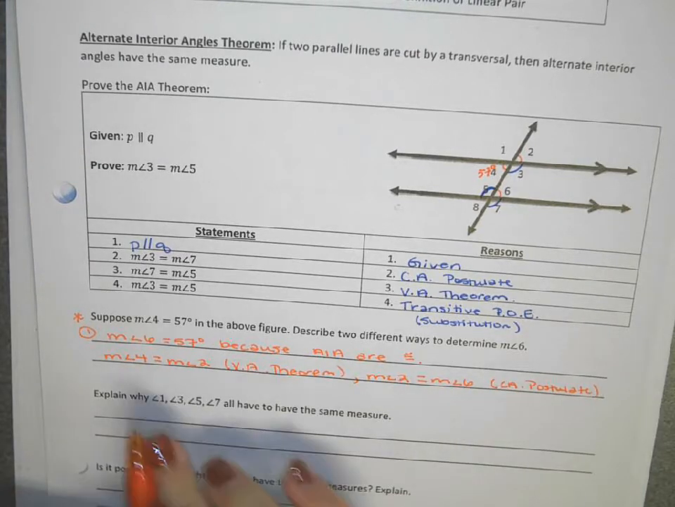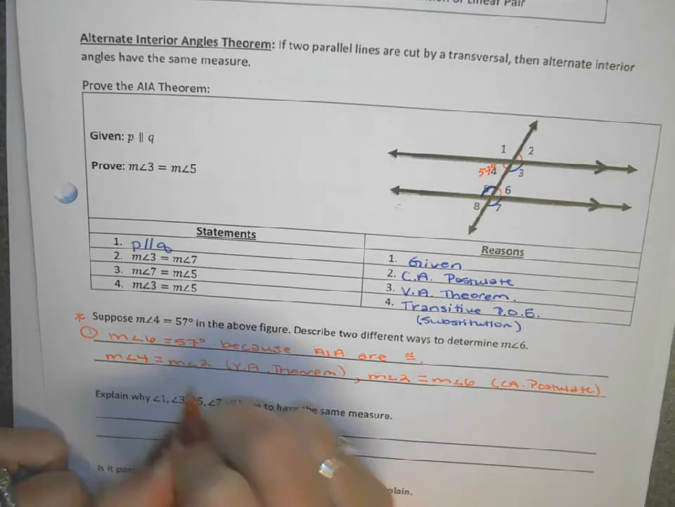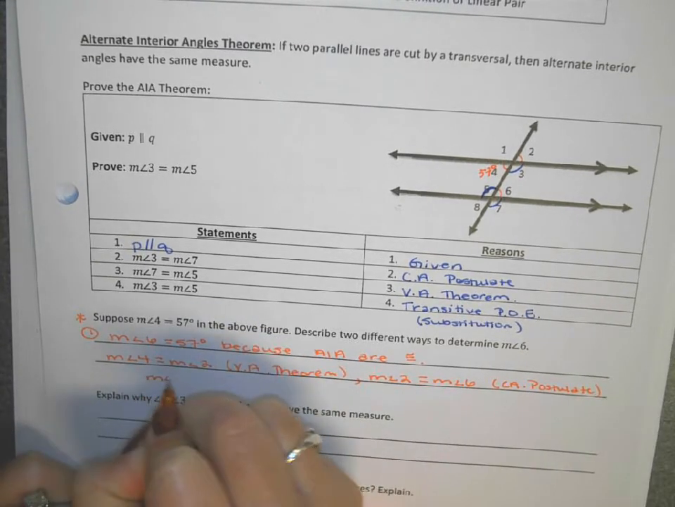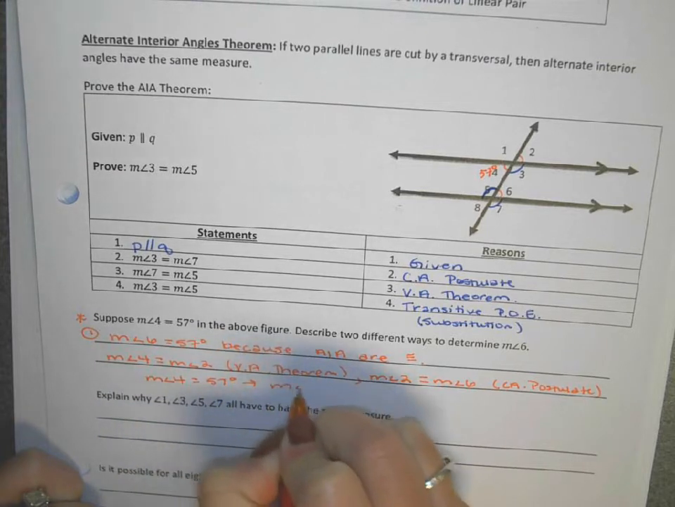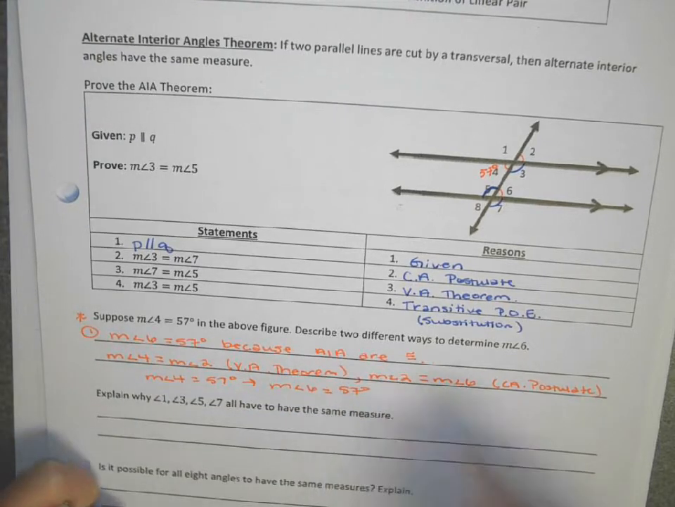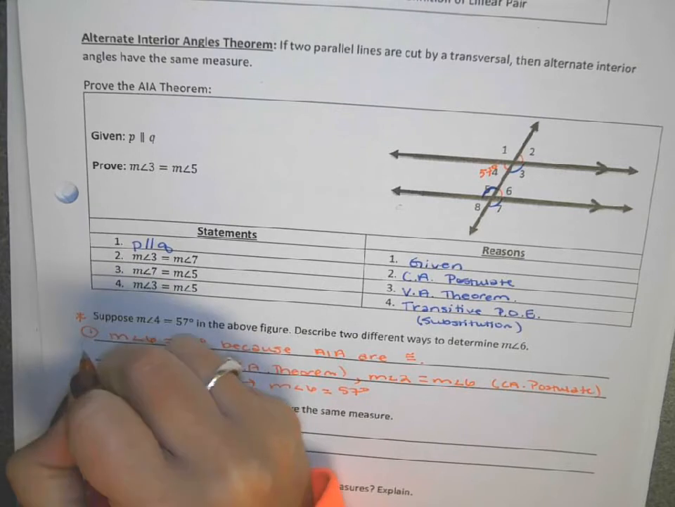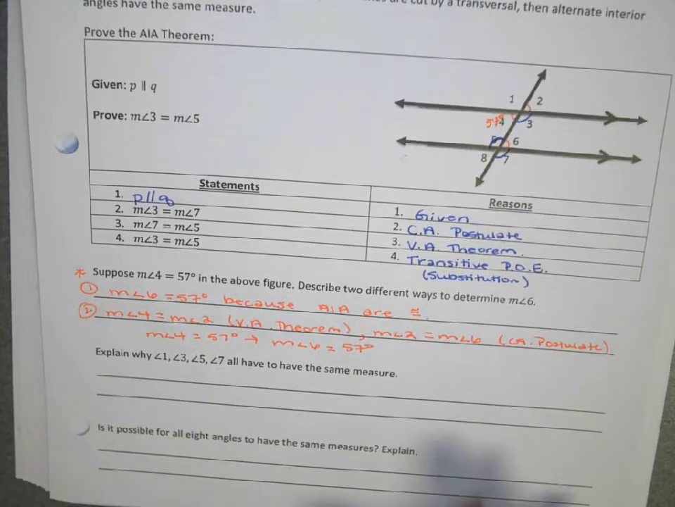And then since 4 and 2 are the same and 2 and 6 are the same, then the measure of angle 4 equals 57 degrees, so the measure of angle 6 has to equal 57 degrees. That's the same as that, that's the same as that, we know. So you can just explain your thinking here. So that would be another option. There are more options here. You do not have to use those two. There are lots of different ways that you can explain this.